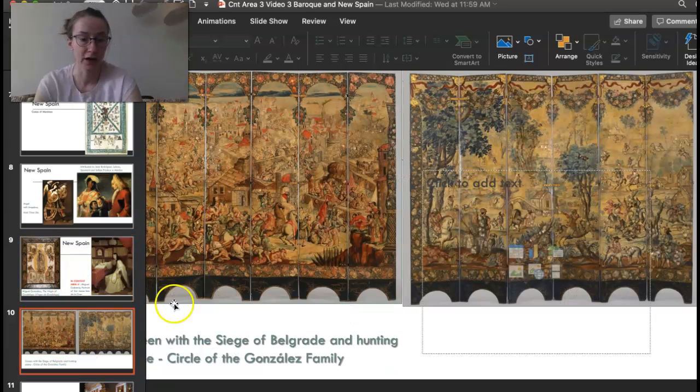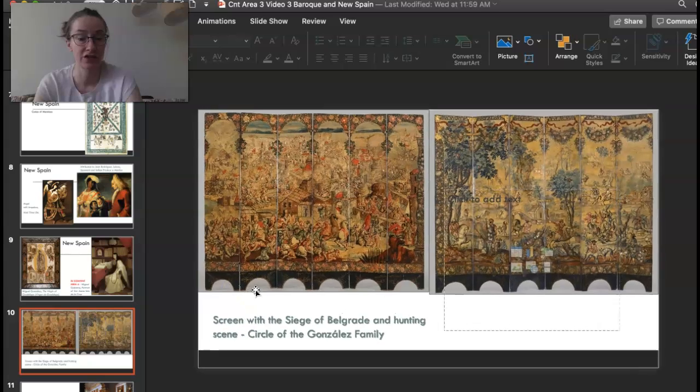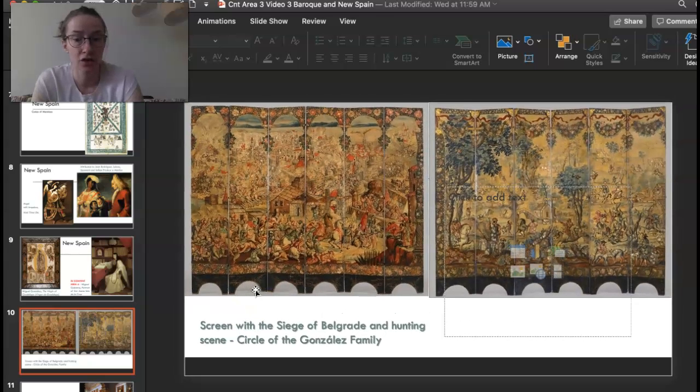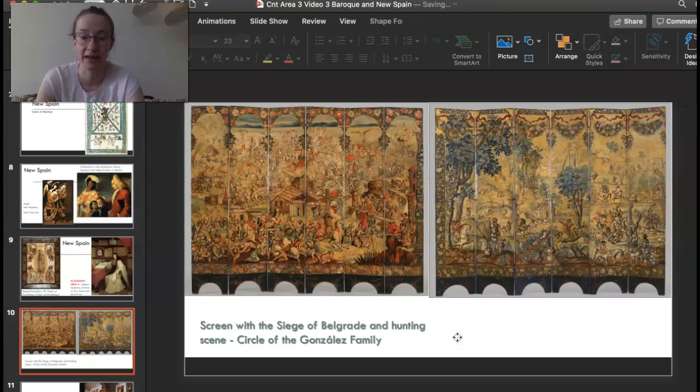All right. Moving on, we're going to look at the screen with the Siege of Belgrade and the hunting scene. So on one side, we have this incredible battle scene, and on the other one, we have a hunting scene, something that was more just for the ladies. So this side was dedicated more for the wife of the viceroy, something that was a little bit lighter, and then the battle scene would have been for the viceroy himself. So remember that the leader of New Spain was the viceroy. And so this would be something that he would have in his home in New Spain.